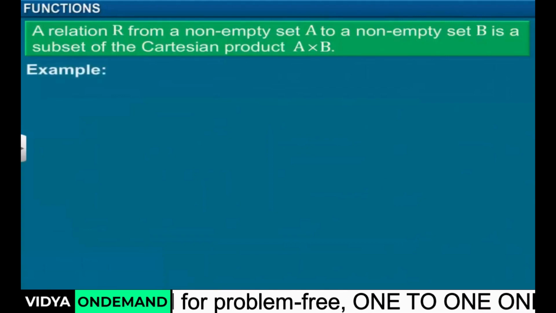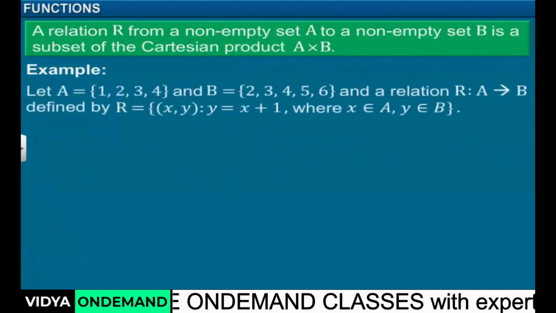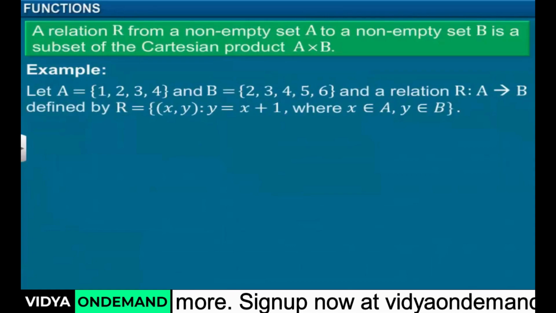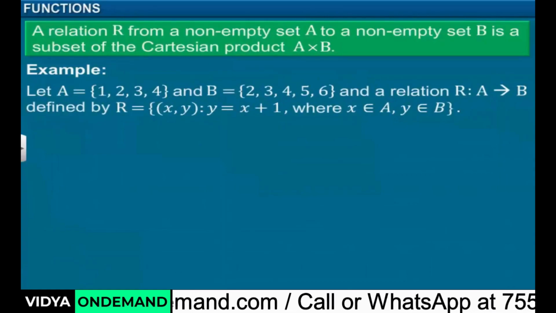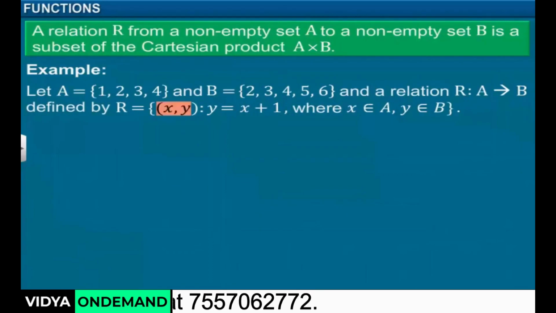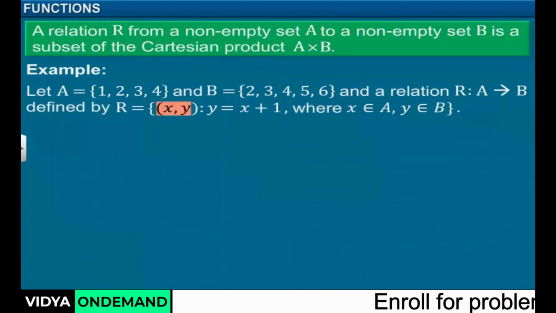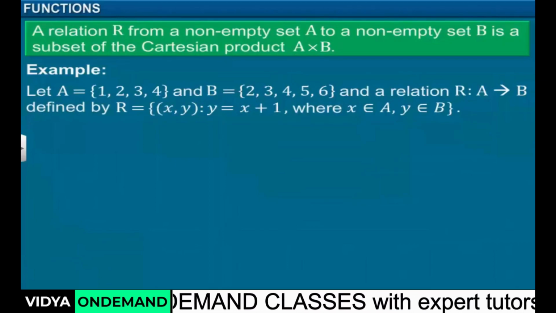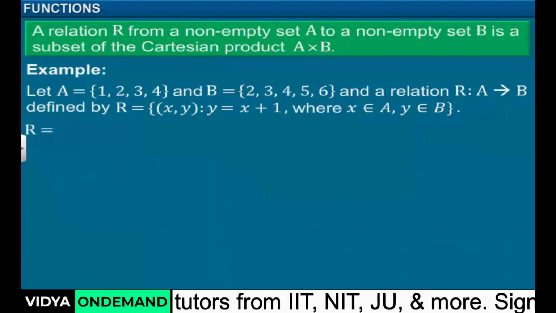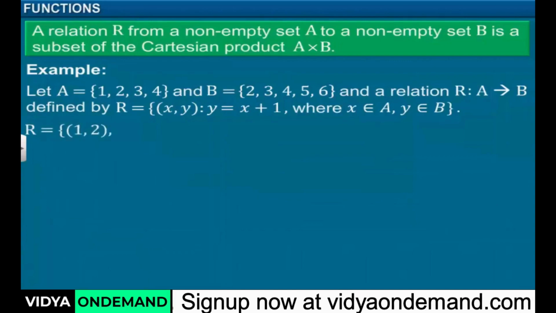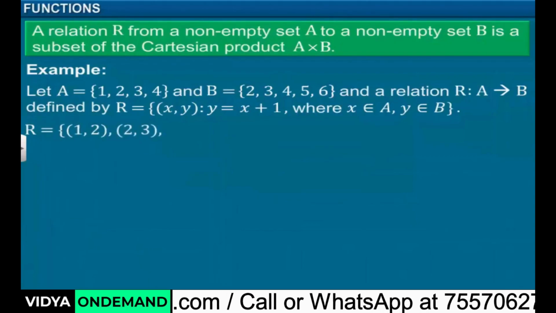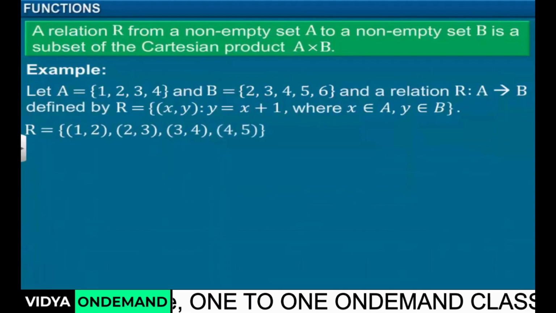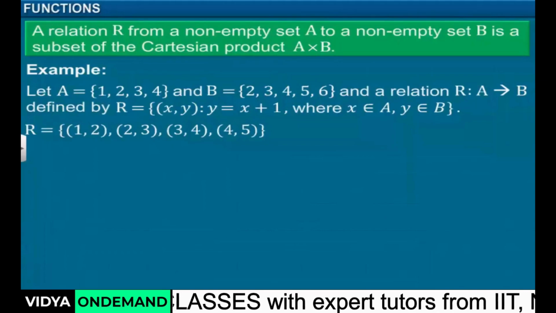Let us consider an example. Let A and B be two sets as shown, and let R be a relation from set A to set B defined by the set of ordered pairs (x, y), such that y is equal to x plus 1. It implies that R is a set having ordered pairs (1, 2), (2, 3), (3, 4), (4, 5), which is a subset of the Cartesian product of A and B.